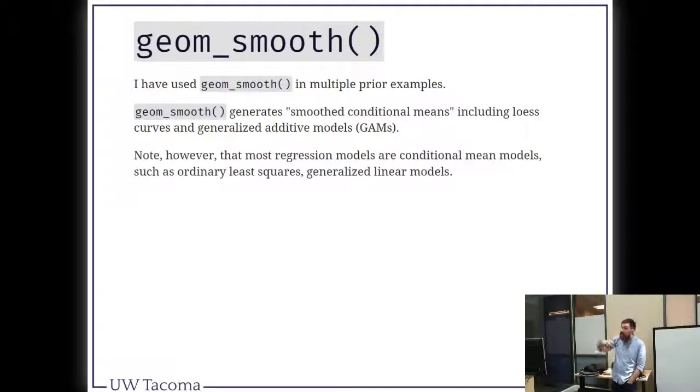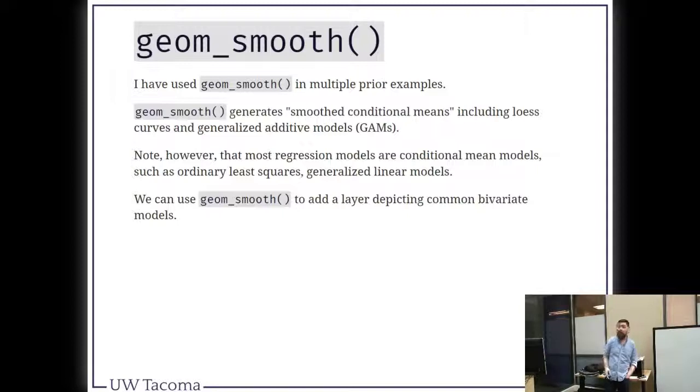But the normal regression models we use are conditional mean models. Like a LOESS is a conditional mean. It's non-parametric, but it's a conditional mean. Well, ordinary least squares regression and generalized linear models are still conditional mean models. They give you some average value of y conditional on a value of x. It's a conditional mean model, which means geomSmooth can also be used to draw those by changing its arguments. GeomSmooth will do all sorts of different bivariate models. When I say bivariate, that also includes quadratic and cubic models. There's still two variables even if you have multiple parameters.